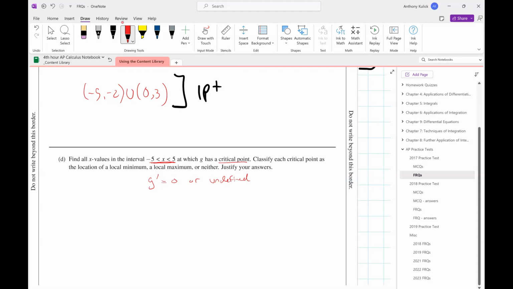Good catch, though. That is potentially something we have to do, and we do have to be careful about whether the interval is open or closed, and whether they say absolute or local, right? So it makes a big difference. Okay, so I know that g prime of x is equal to f of x. So if I want g prime equal to 0, that's the same thing as just looking at f equal to 0.